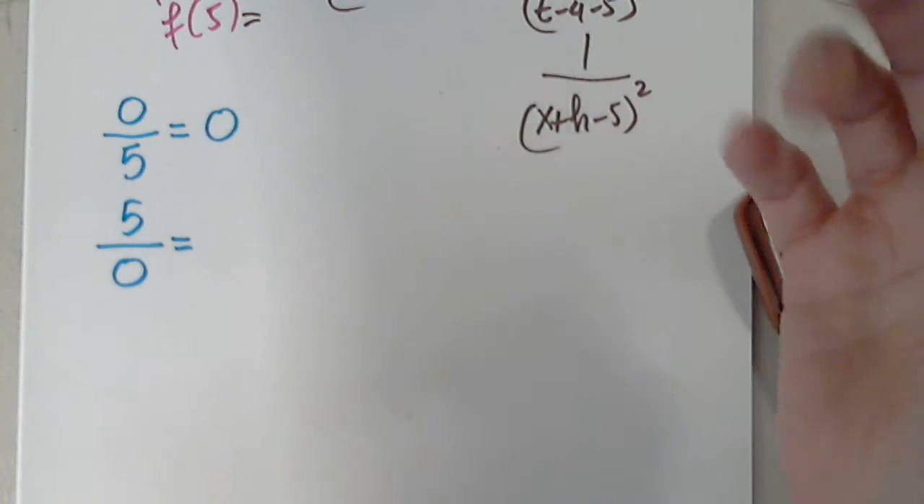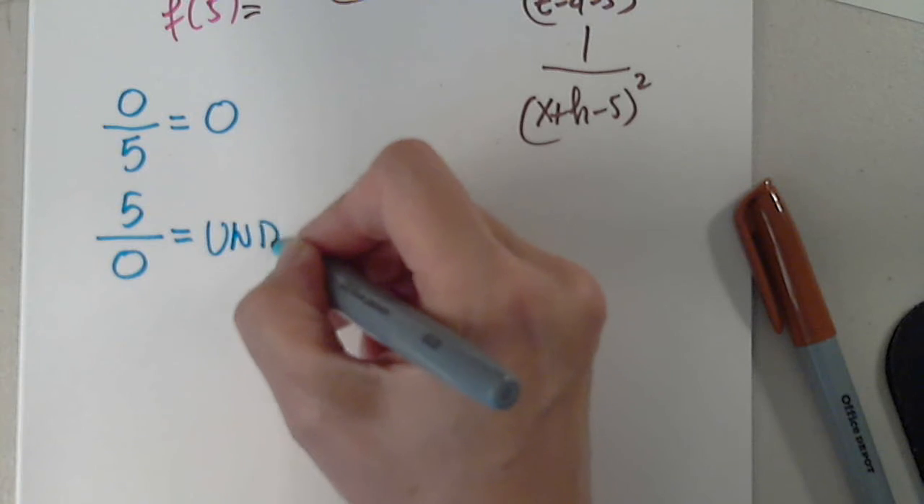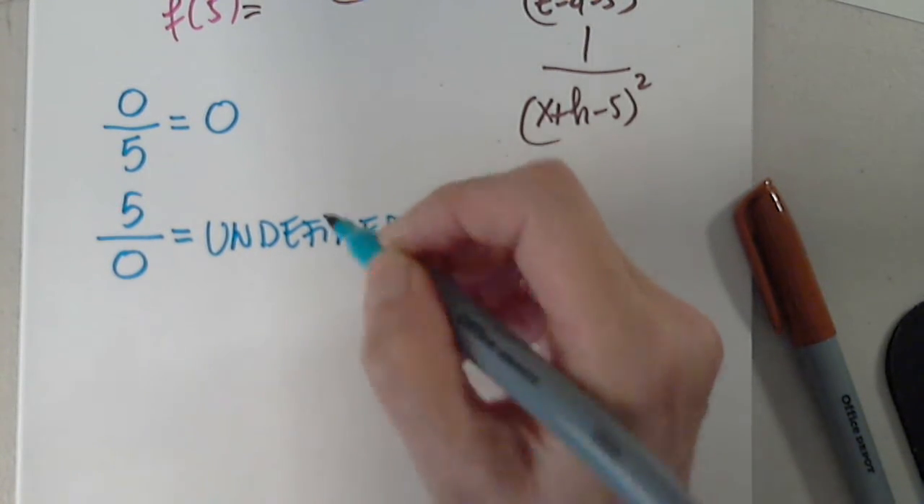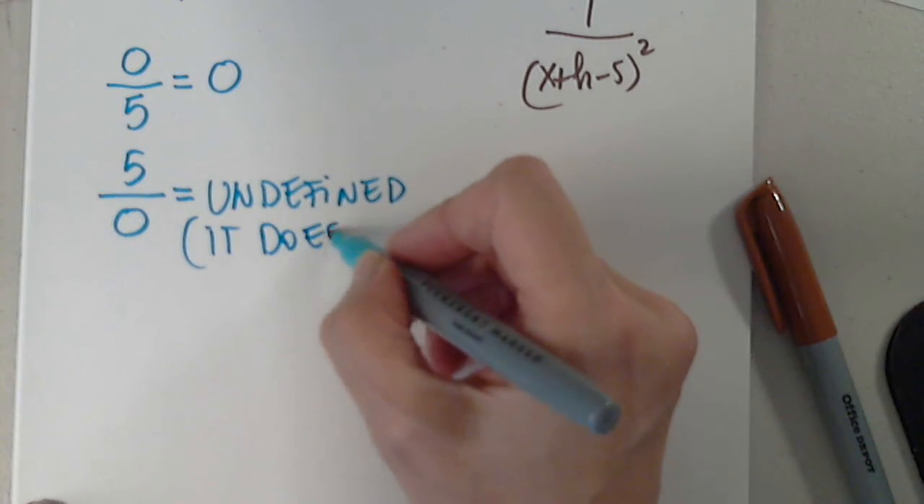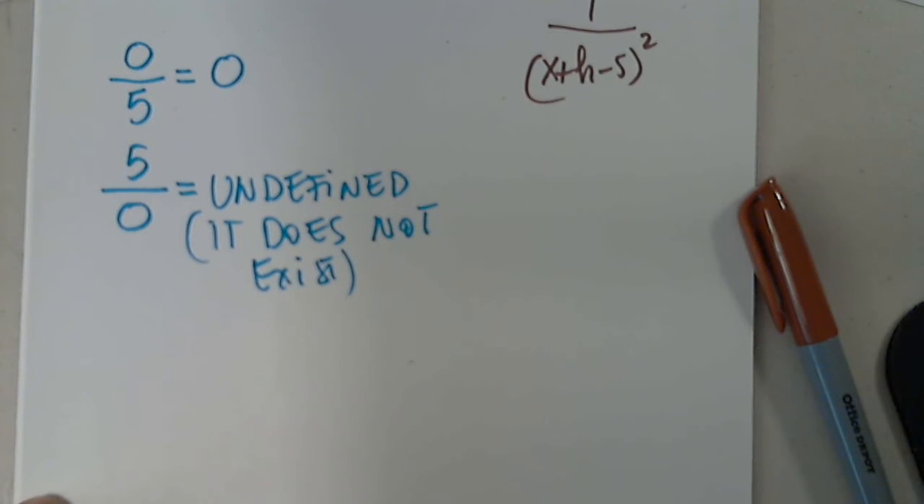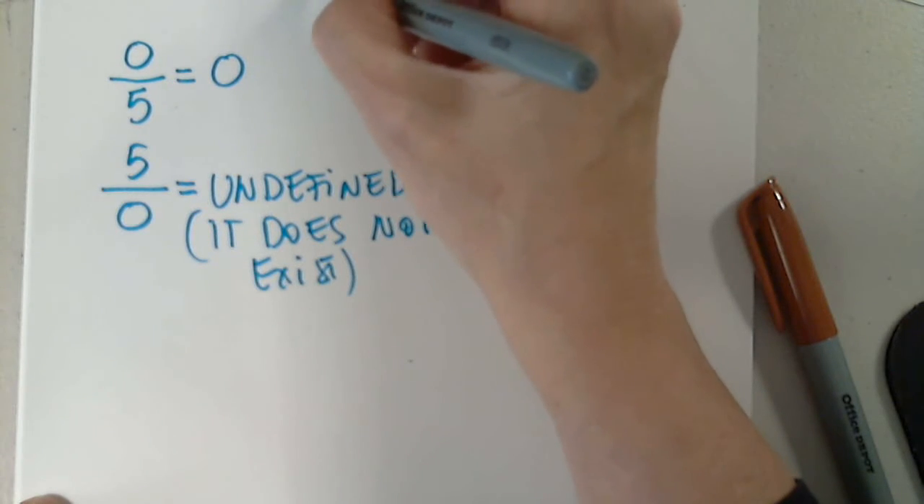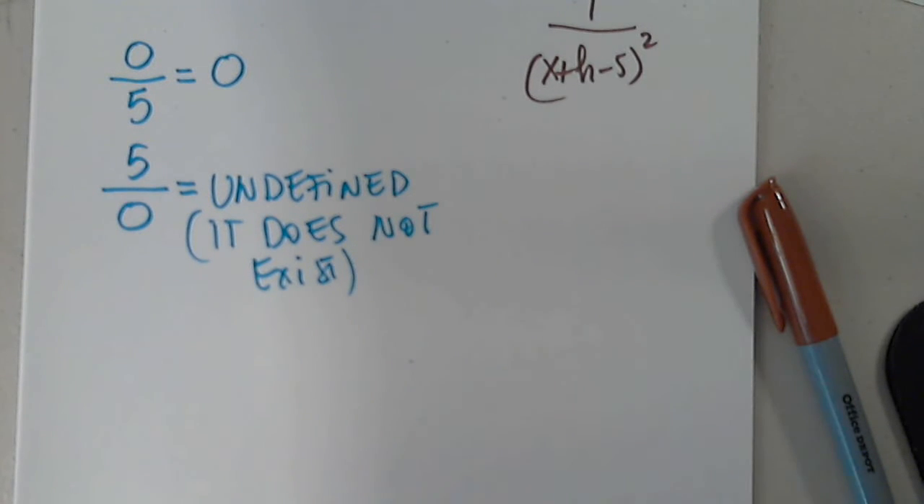What about 5 divided by 0? Obviously it cannot be 0. I couldn't hear you. What is the answer? That's it. Undefined is a fancy word, but what does it really mean? It means it does not exist. You cannot find a number to replace 5 over 0 with. So this is undefined. And it's a very important situation, because we are going to look at the domain of functions.